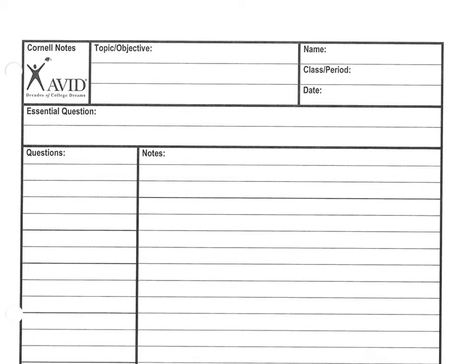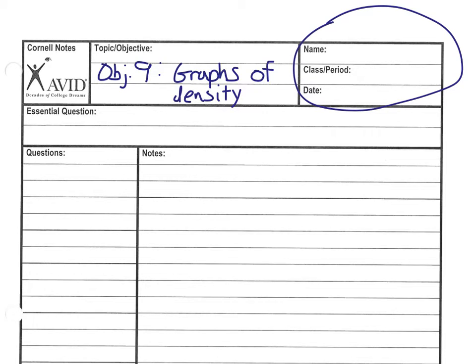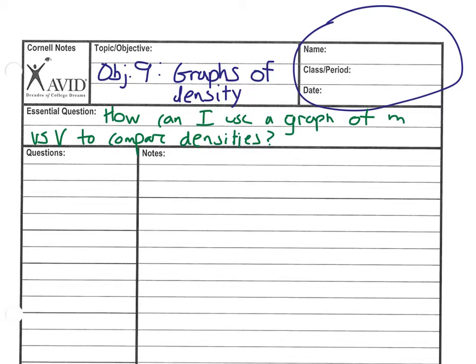Okay, so here we are. Make sure you put your name, class period, and date right here, and our topic is Objective 9, Graphs of Density, and our essential question is how can I use a graph of M versus V to compare densities? So let's talk about that.